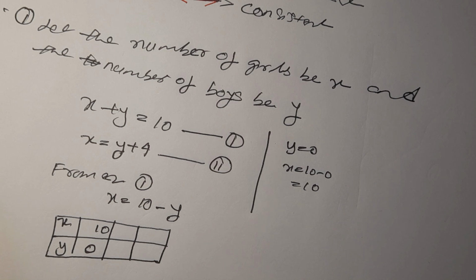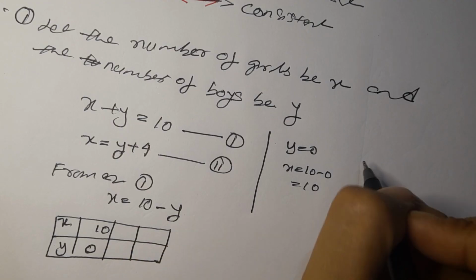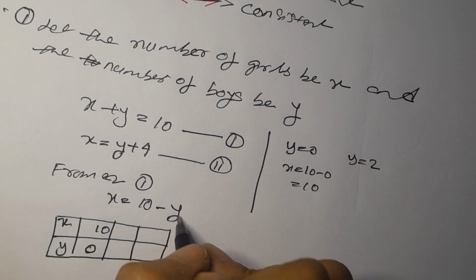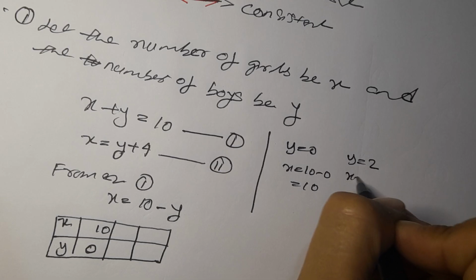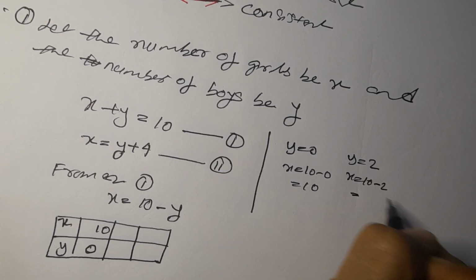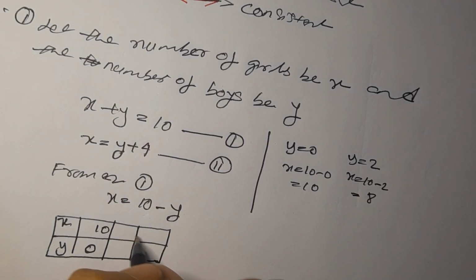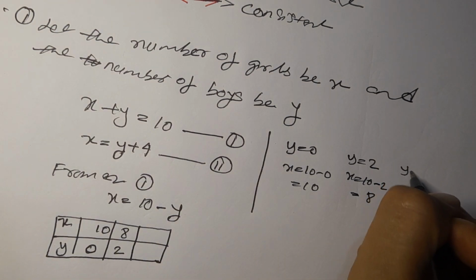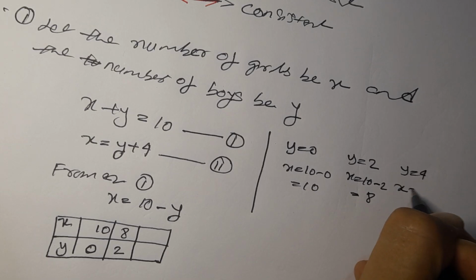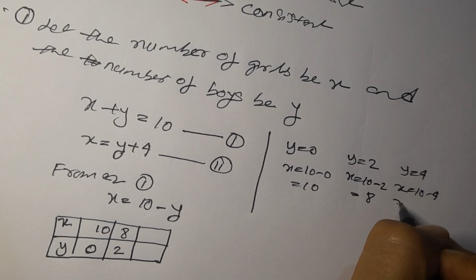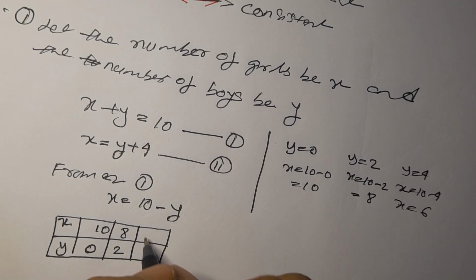Second, let's give y equal to 2. If you give y equal to 2, x equal to 10 minus 2, that is 8. If y equal to 2, you got x 8. Now y equal to 4, x equal to 10 minus 4, that is x equal to 6. So y equal to 4, x equal to 6.